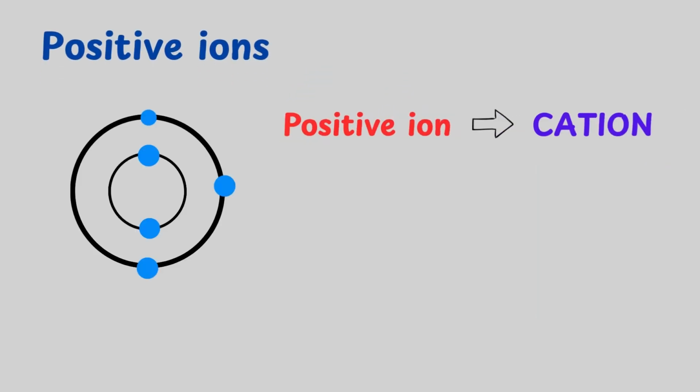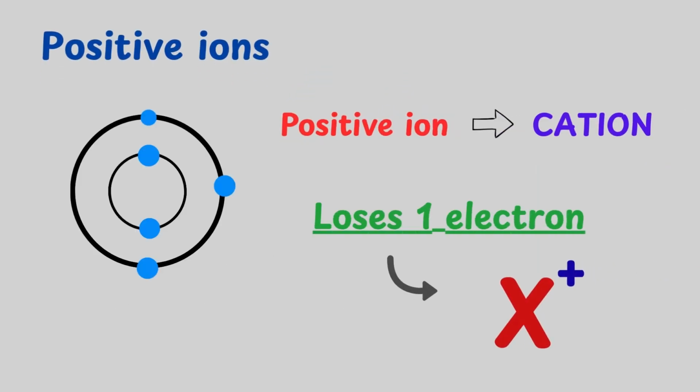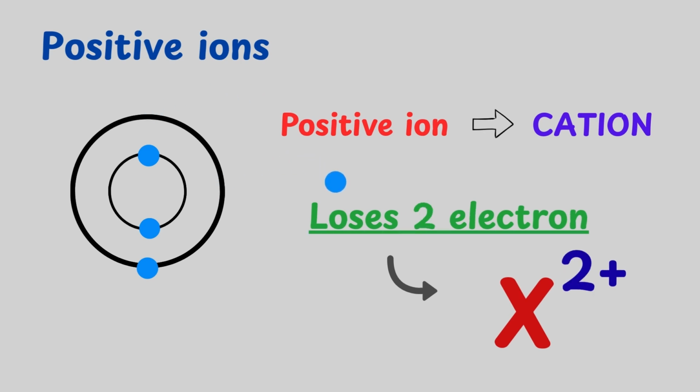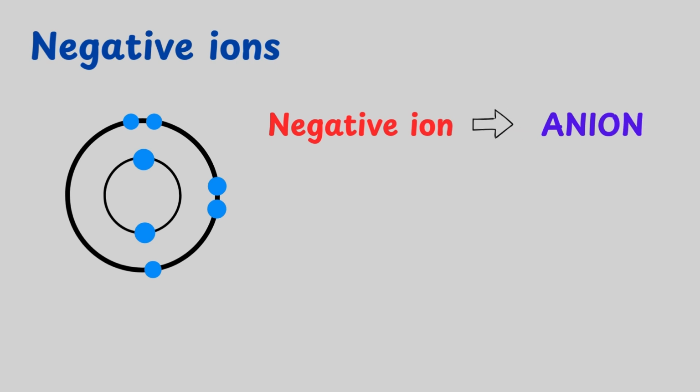Positive ions are called cations. When an atom loses 1 electron, there will now be a positive plus charge. When it loses another electron, the charge becomes 2 plus, losing a third electron makes the charge 3 plus, and so on. Negative ions are called anions.